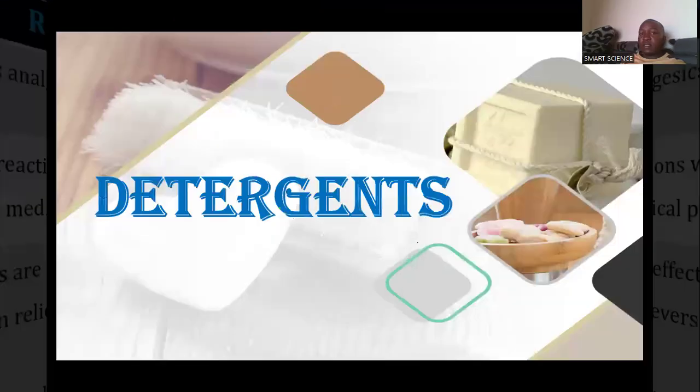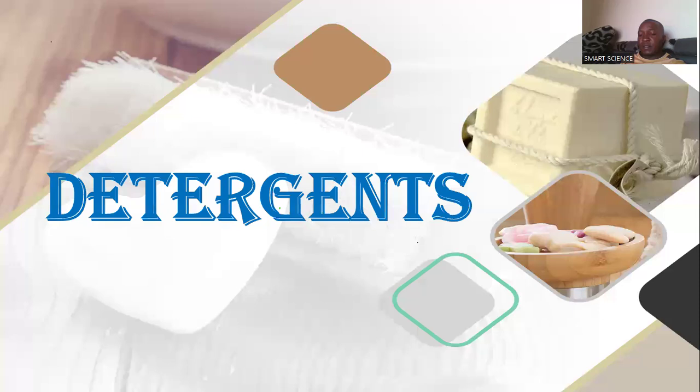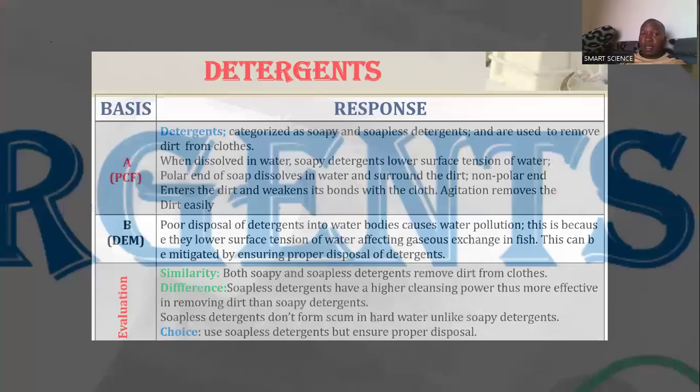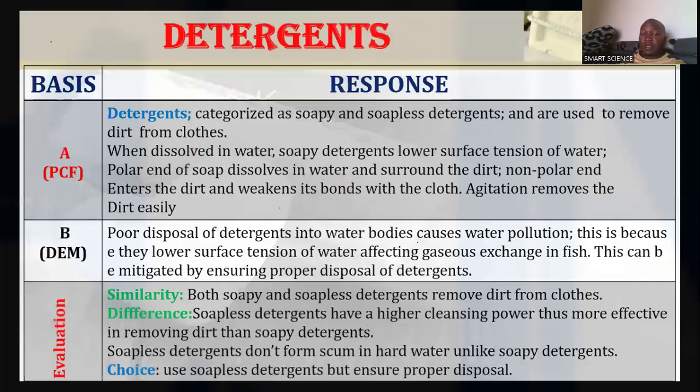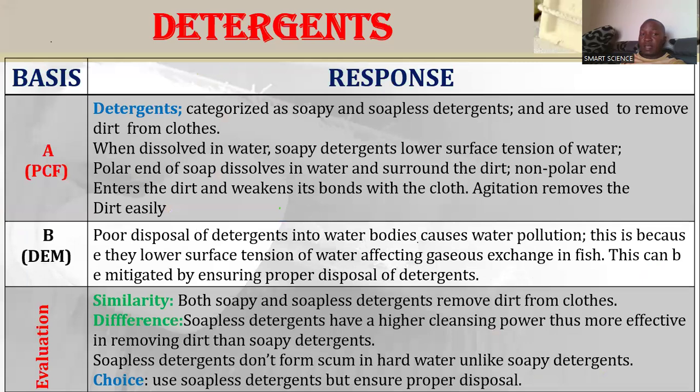As we proceed in the same area, we have detergents. And detergents are commonly used in our daily life at home. In these ones, the product remains a detergent, and detergents are categorized into soapy and soapless detergents, and they are used to remove dirt from clothes.